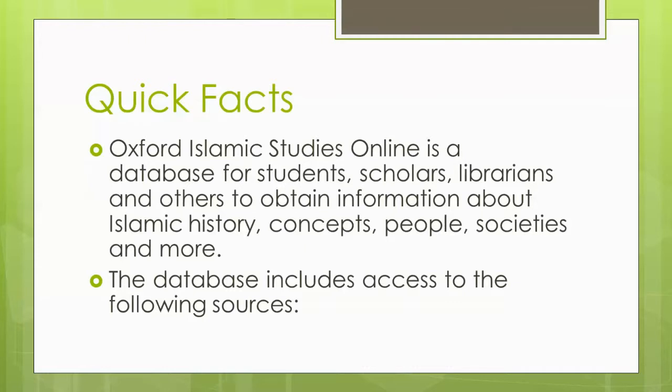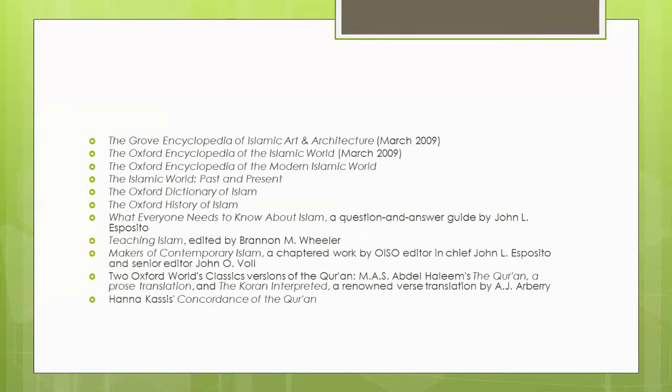The database includes access to the following sources: the Grove Encyclopedia of Islamic Art and Architecture, the Oxford Encyclopedia of the Islamic World, the Oxford Encyclopedia of the Modern Islamic World, the Islamic World Past and Present, the Oxford Dictionary of Islam, the Oxford History of Islam, What Everyone Needs to Know About Islam, Teaching Islam, Makers of Contemporary Islam, as well as two English translations of the Quran and a concordance of the Quran.